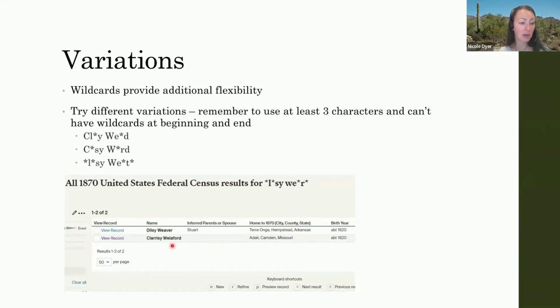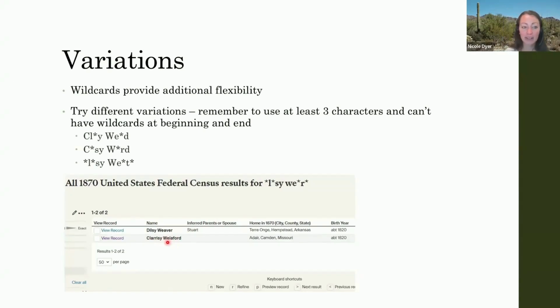And so I did try some different variations to use at least 3 characters and not putting the wildcards at the beginning and the end. If I put the asterisk at the beginning, I can't have it at the end, but I can put 1 at the beginning, and you can use more than 1 too. So I tried out all these different combinations, and this one also worked when I put the asterisk in different places. It brought back even another person, Dilsey Weaver, which was interesting to see.